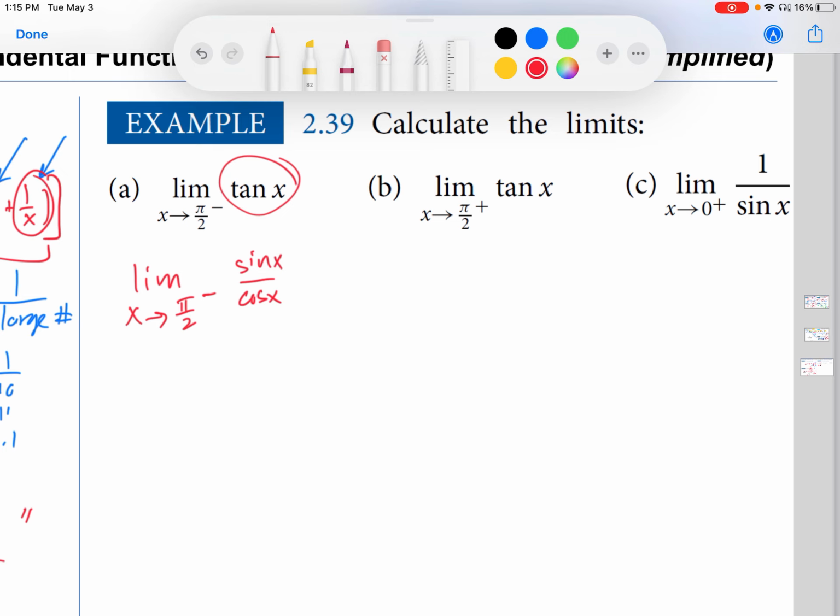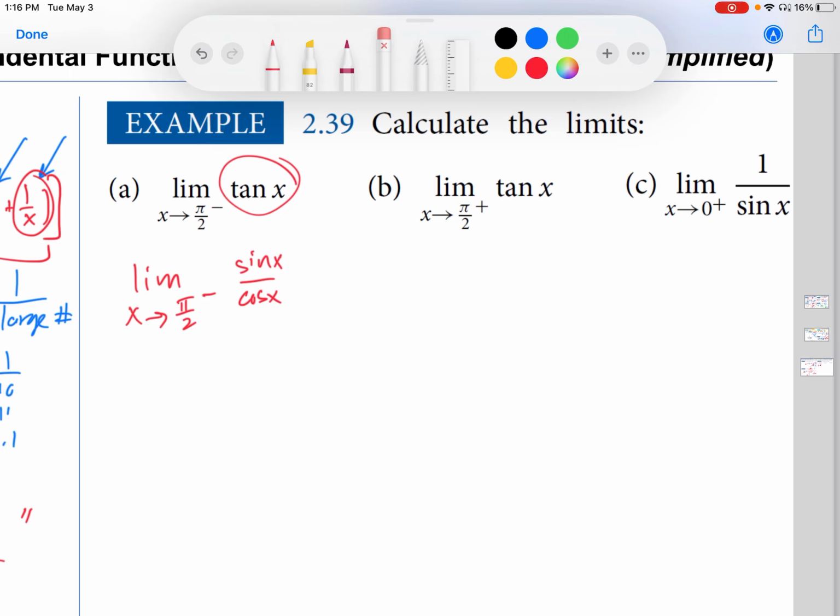Okay, so how do I calculate this limit? Well, if I look at the denominator here, I know that at pi over 2, cosine of pi over 2 is 0. So I would be dividing by 0 if I just substituted in pi over 2 for x. So I can't do that. However, I'm asked for the limit as x approaches pi over 2 from the left. So I do have some information about what type of infinity I'm going to get.